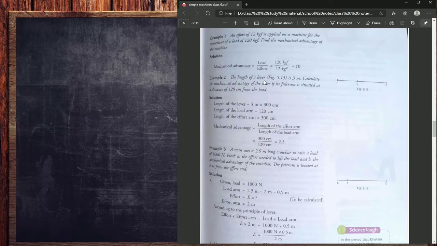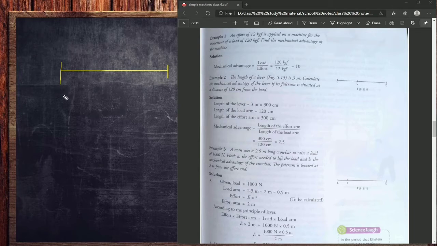The length of the lever is 3 meter. Calculate the mechanical advantage of the lever if its fulcrum is situated at a distance of 120 centimeter from the load. So we know that for a lever, the fulcrum and the load are situated in different places, and in here the total length of the lever is given as 3 meter. We can convert that meter into centimeter, so it will be 300 centimeter.